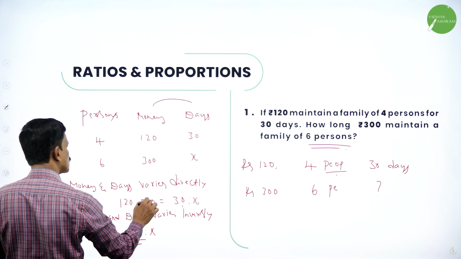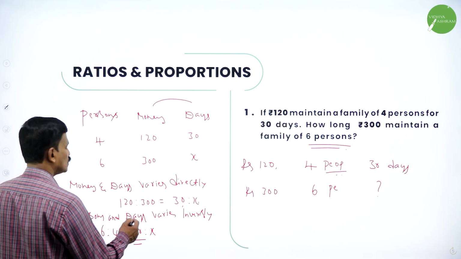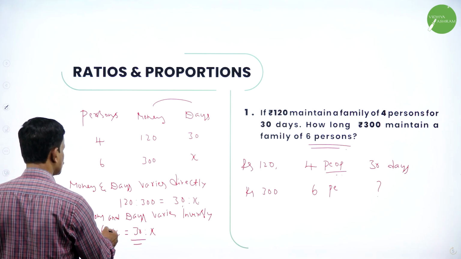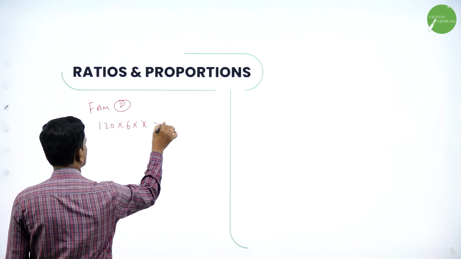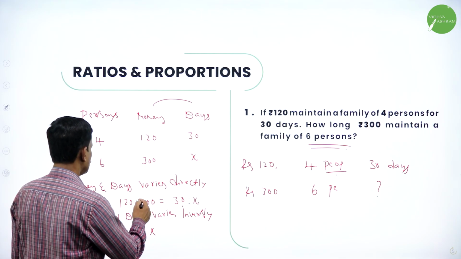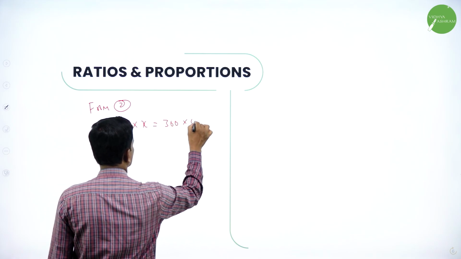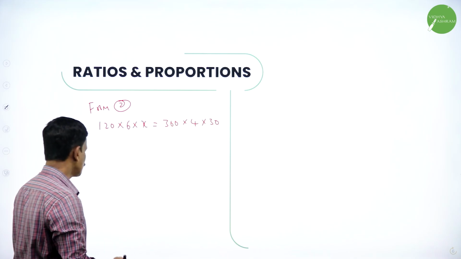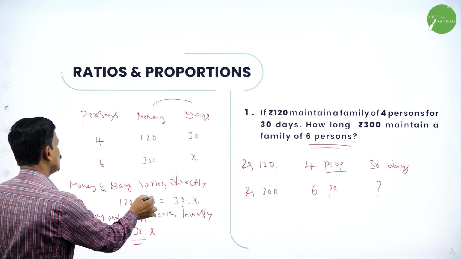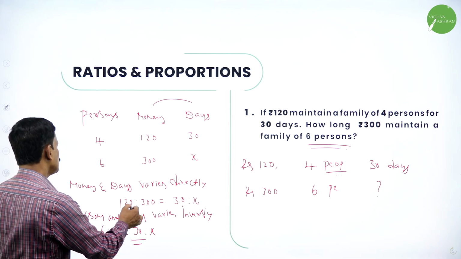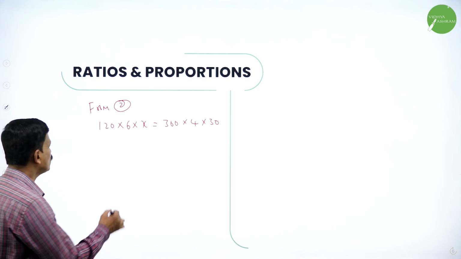From these two relations, 120 is to 300 is equal to 30 is to x and 6 is to 4 is equal to 30 is to x, we can write 120 into 6 into x is equal to, what is remaining, 300 into 4 into 30. So 120 into 6 is to x is equal to 300 into 30 into 4. Now, let us simplify this. From this, what is the value of x?